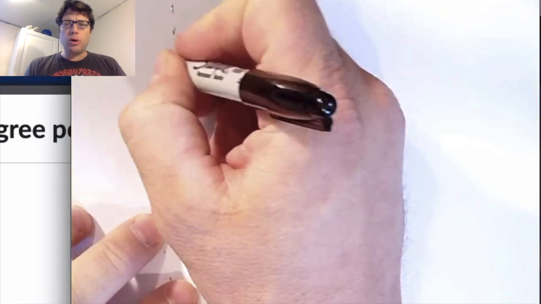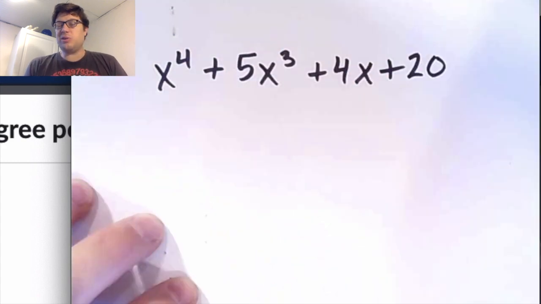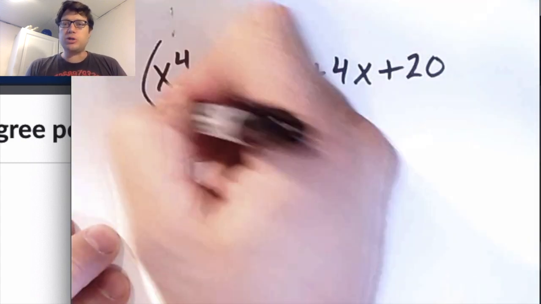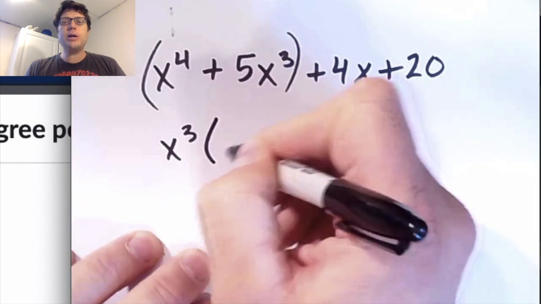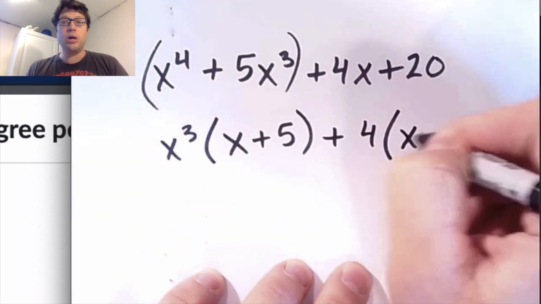For this third one that I'm going to share with you, I don't really see a strategy right away, but I'm going to try one out. I'm going to group two at a time and factor what's common between them and just see if I can look for anything common between what's left.